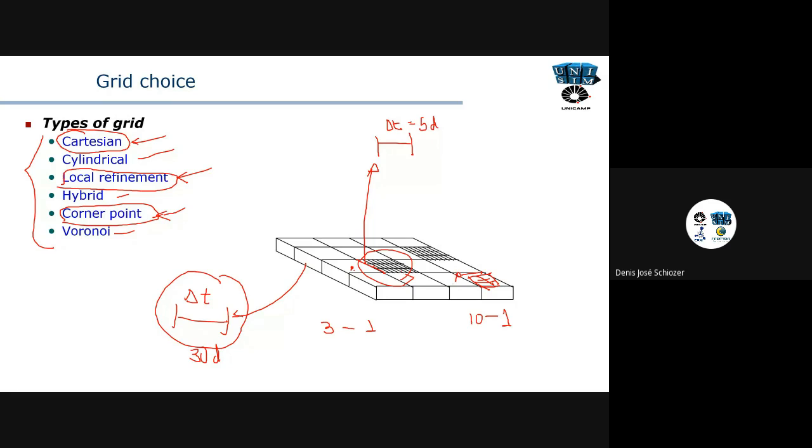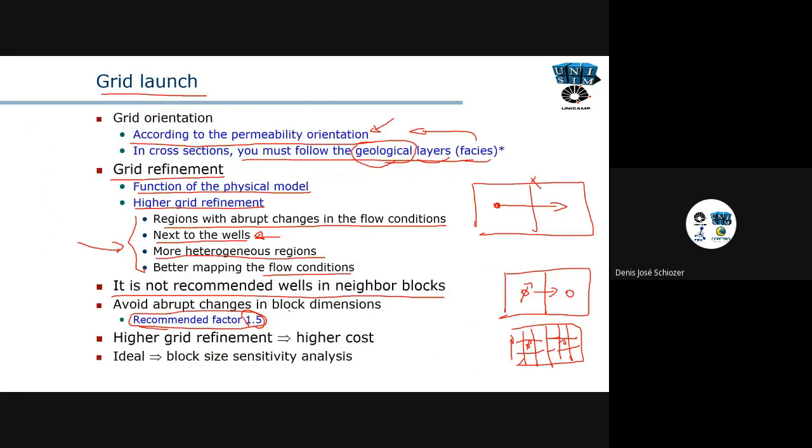when we have these conditions like this, okay? So sometimes it's not good to refine too much because we are increasing the quality of the solution inside the block, but we have a worse quality when we are calculating the flux from the refined part to the coarse part. So a good alternative is to use at most 1 to 3 or 1 to 2, okay? And of course, higher grid refinement, higher cost, okay?